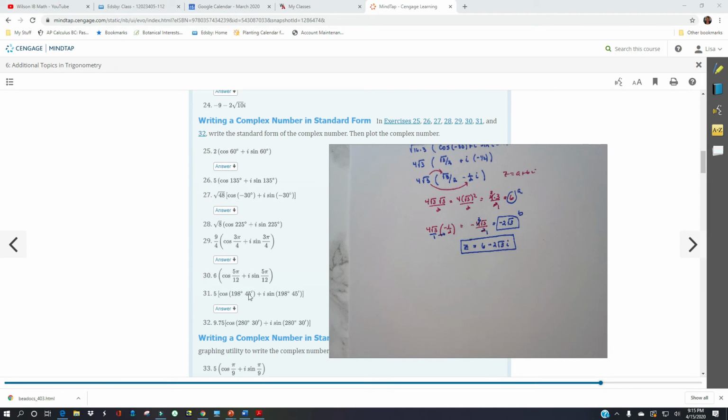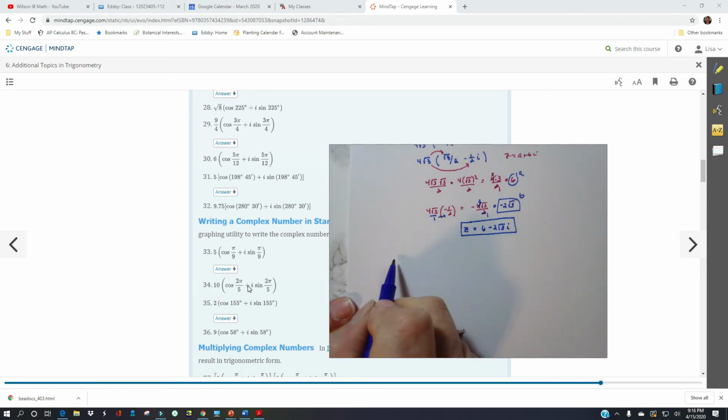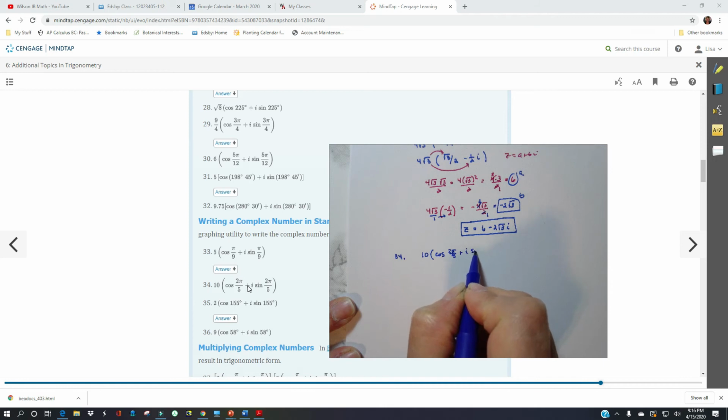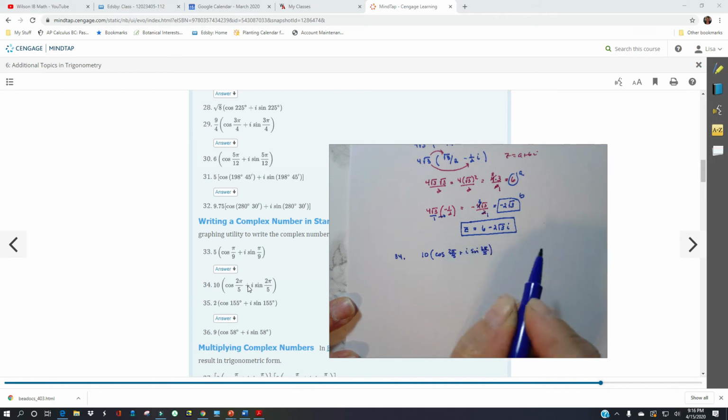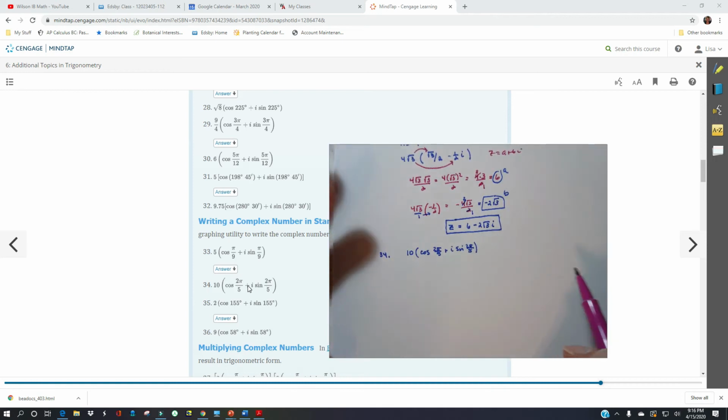Let's see what else is in here. Well, let's do 34, because it has a weird angle. So in 34, you're given 10 cosine of 2 pi over 5 plus I sine 2 pi over 5. And you may say, well, I don't even know what quadrant this is because I don't know what 2 pi over 5 is. All right, maybe not, but it's easy. You know how to convert from radian to degree form, right? So that'll give you an idea. And this is going to be a quadrant 1 angle.